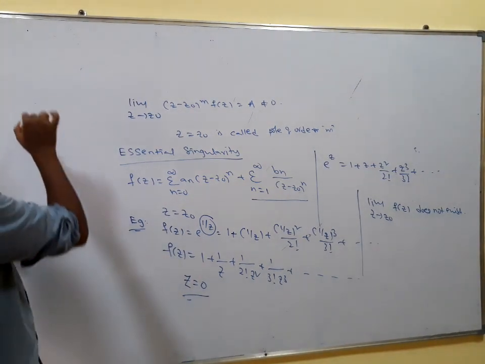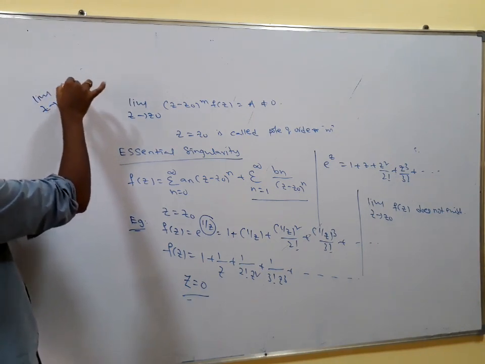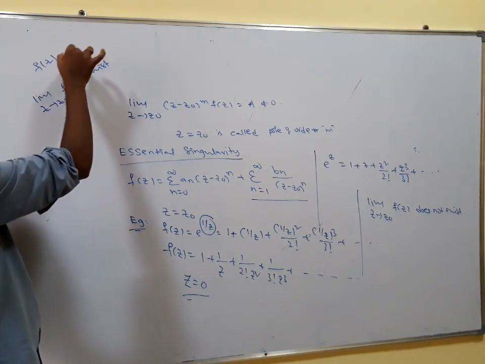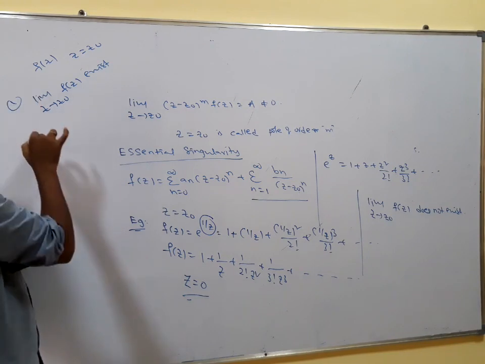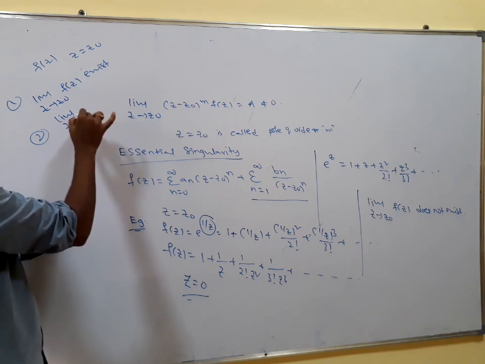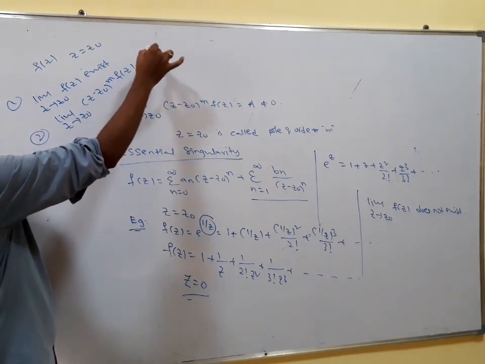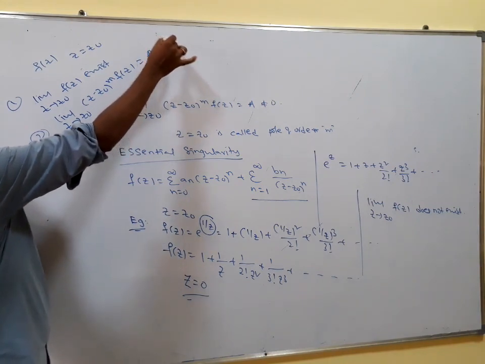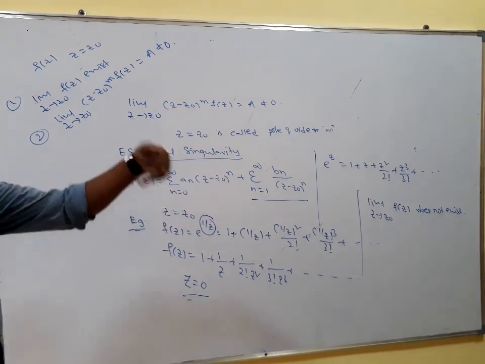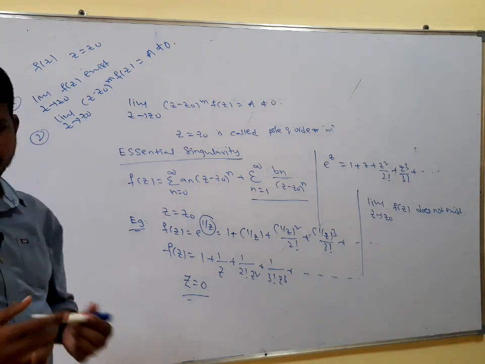Yes, in the removable singularity, the limit as z tends to z0 of f of z exists, but f of z is not defined at z equals z0. In the pole of order m, the limit as z tends to z0 of (z minus z0) to the power of m into f of z equals some constant l, which is not equal to 0. We say that z equals z0 is the pole of order m. If the limit as z tends to z0 of f of z does not exist, it is an essential singularity.